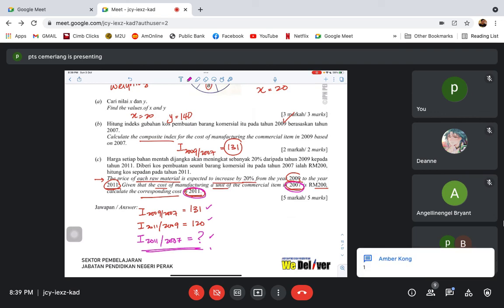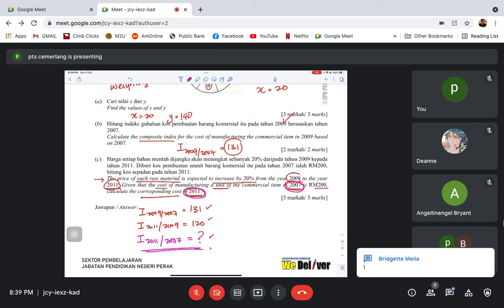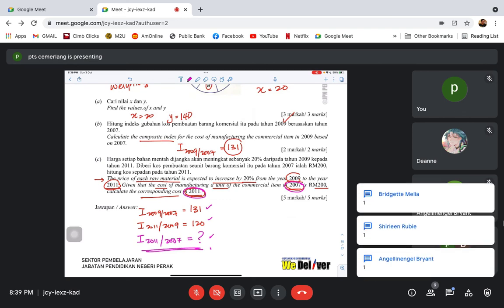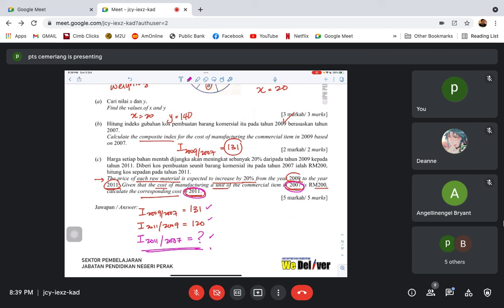Yeah. Amber, can the rest of you understand or not? You can understand why I write 2011 based on 2009, 120. Kenapa kita nak cari 2011 based on 2007? Okay? Sebab soalan minta kan, soalan cakap dia nak kamu cari harga 2011, sekiranya 2007 dia 200. Alright. So, if you are okay with this, then let us try this out.